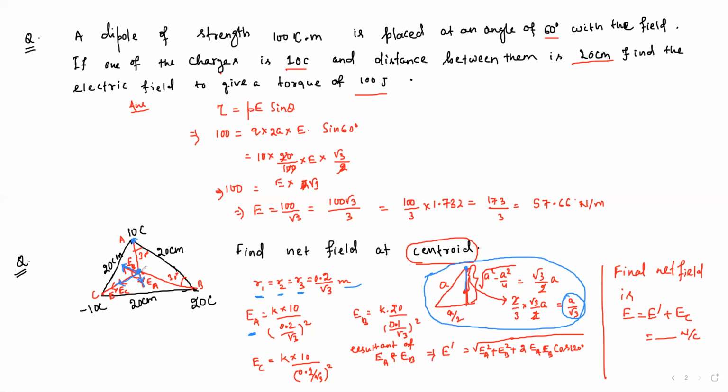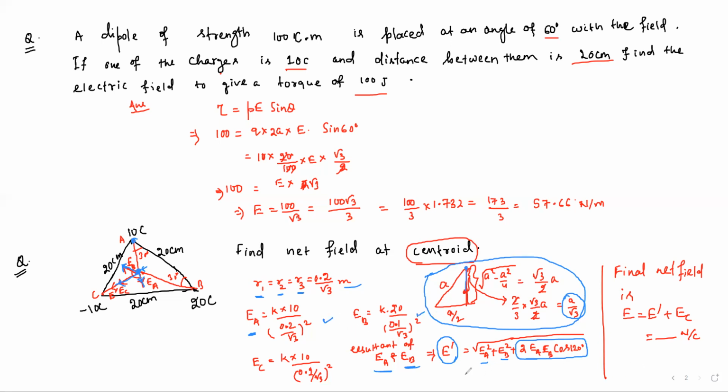Now we have to find the total field at this point. At the centroid, how to find the total field? First find the EA and EB resultant. The process for EA and EB resultant is the parallelogram law of vector addition, that is EA square plus EB square plus 2 EA EB cos 120. You know the value of EA and EB. Using this formula you can find it.